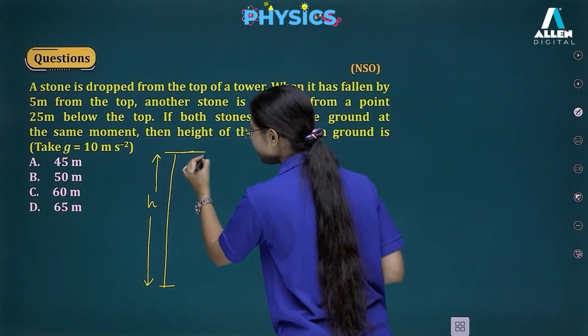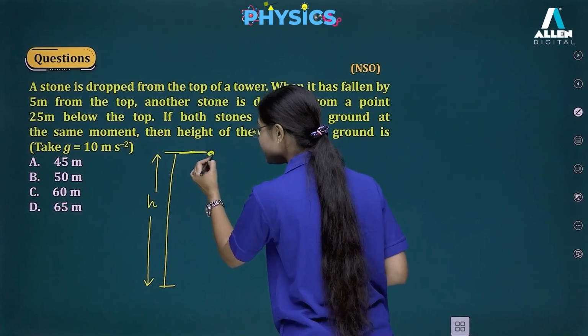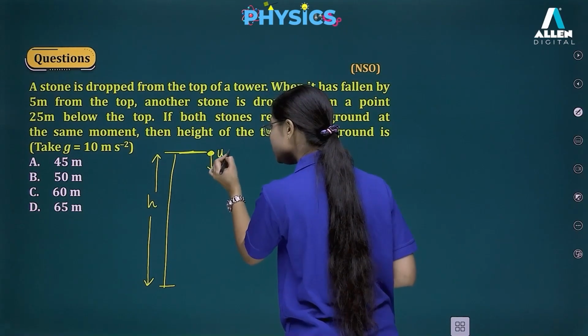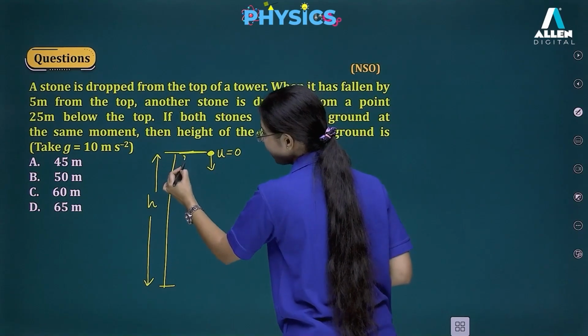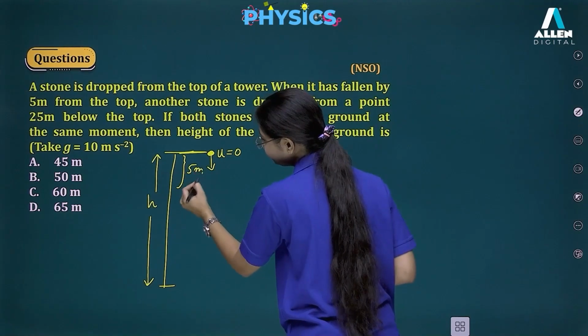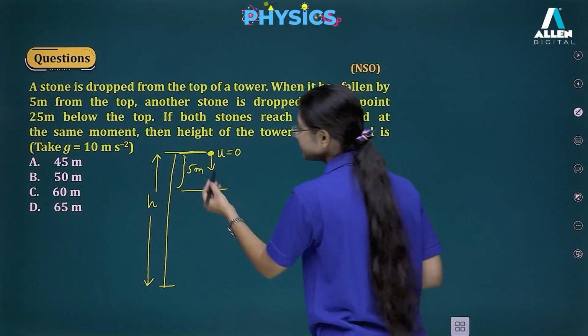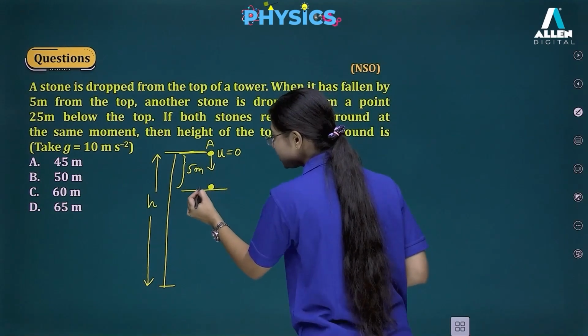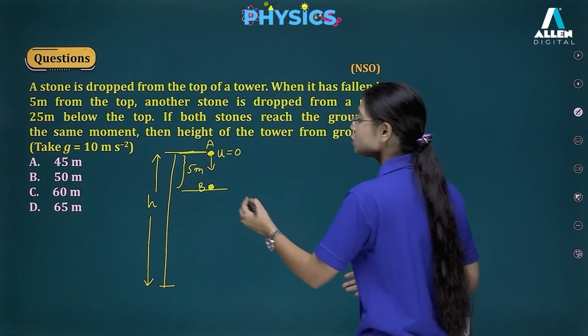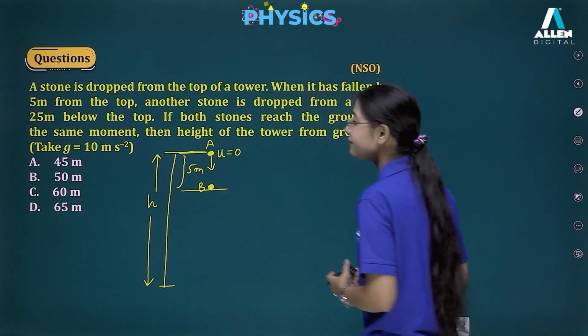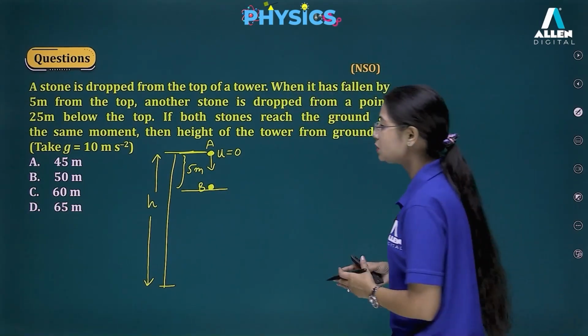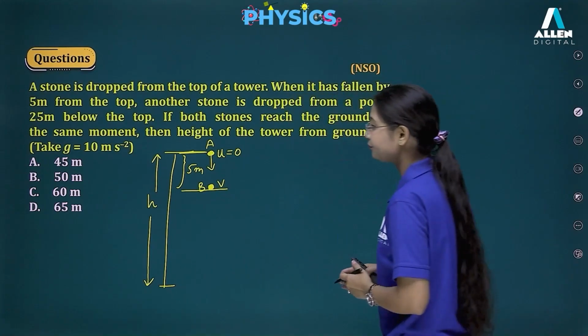So this is the top of the tower. Let's take this is the stone which is dropped, so its initial velocity is 0. And after reaching the 5 meter, it will come here. Let's take this is position A and this is position B. After reaching this position, obviously it will have some velocity. So let's take this is V.